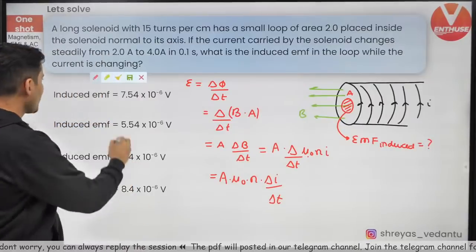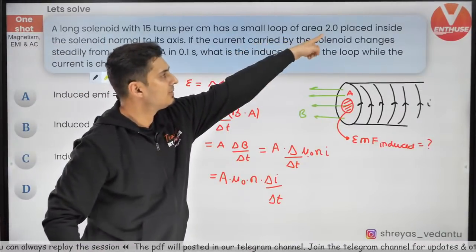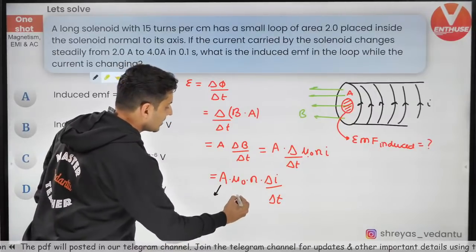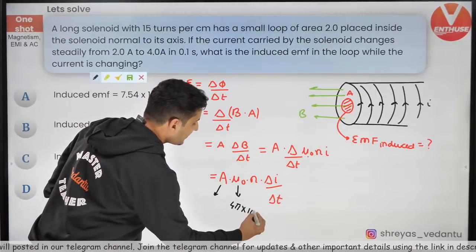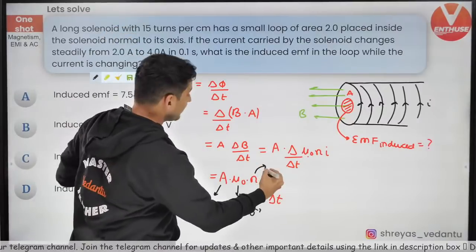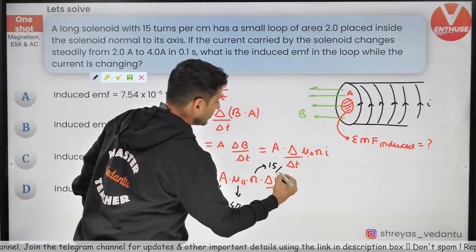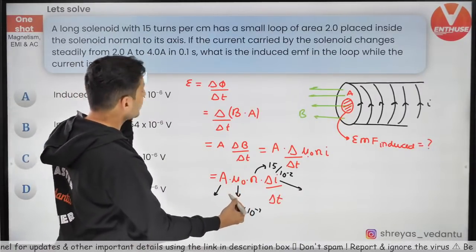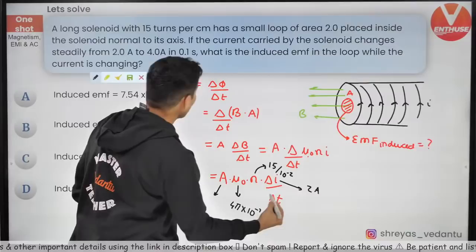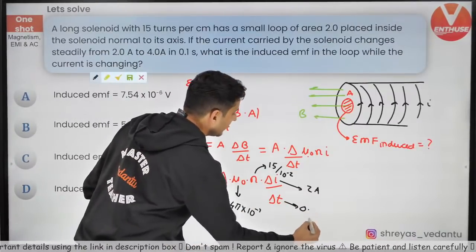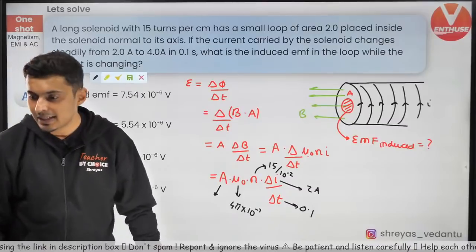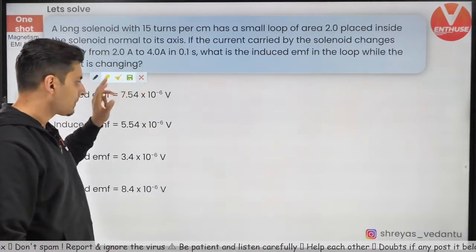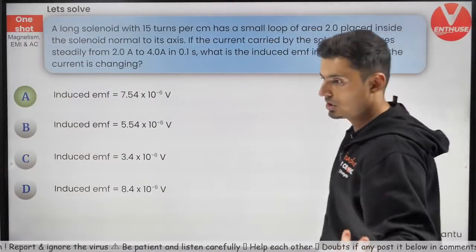So now you know everything. I'm not sure if the area unit was centimeter square or meter square, so that needs to be taken care of. Mu naught you put as 4 pi into 10 to the power minus 7. Put n as 15, but that is per centimeter, so 10 to the power minus 2 will be there below. Change in the current from 2 to 4 is a 2 ampere change. In how much time? 0.1 seconds. So solve this and you will get the answer. Is it understood how to do? Understood, my warriors? Perfecto. So that's how you need to solve the question.